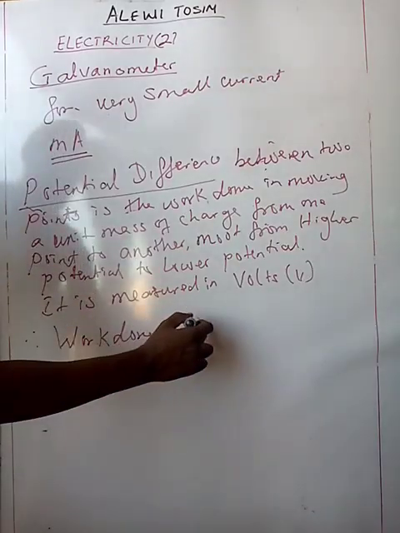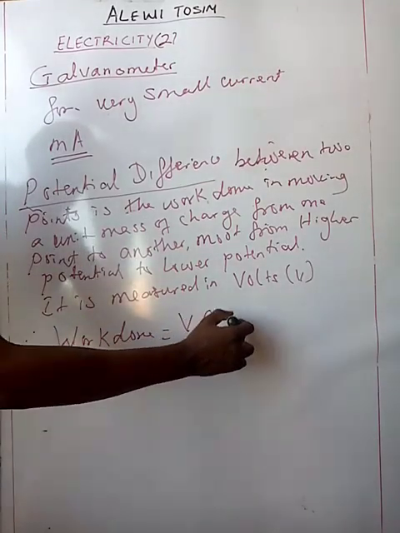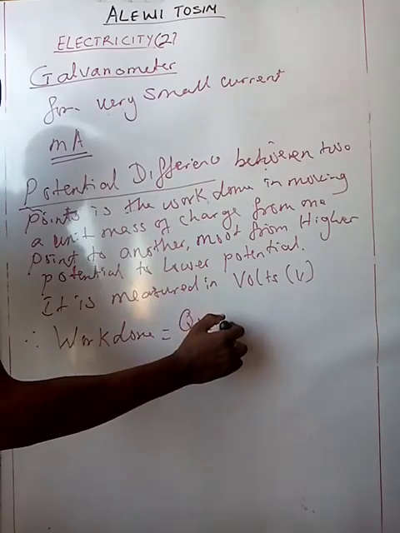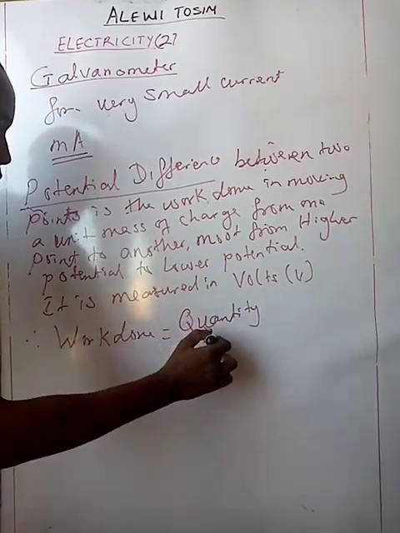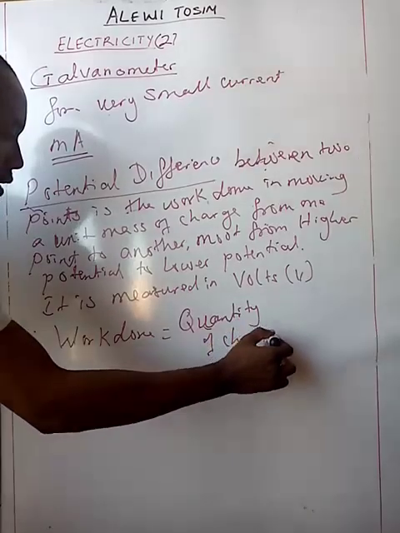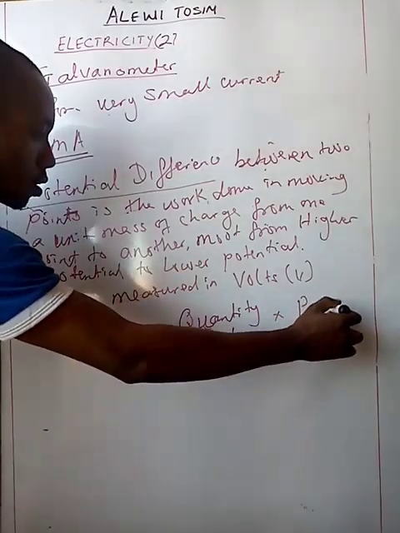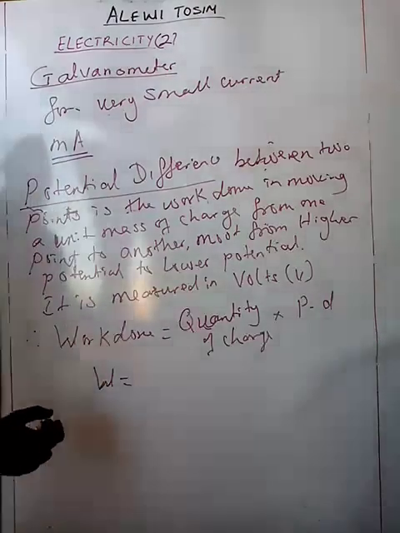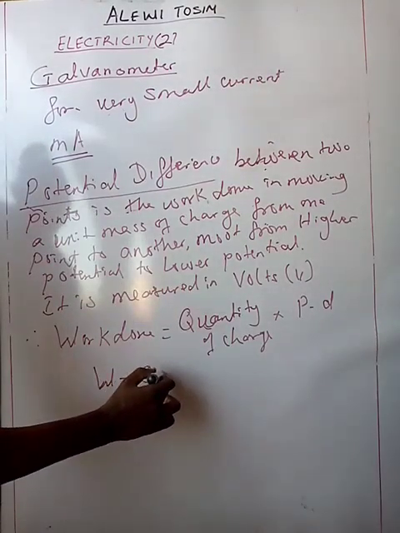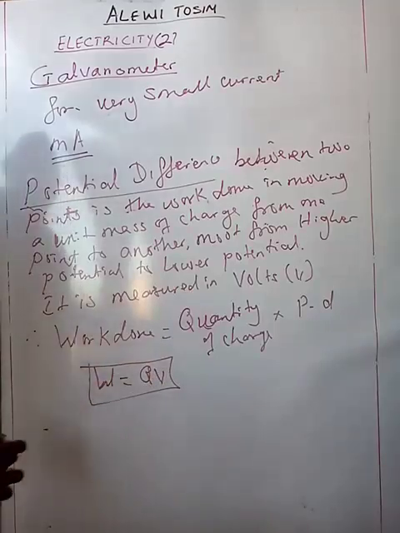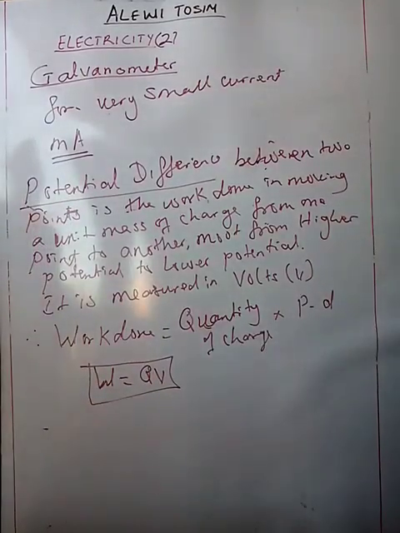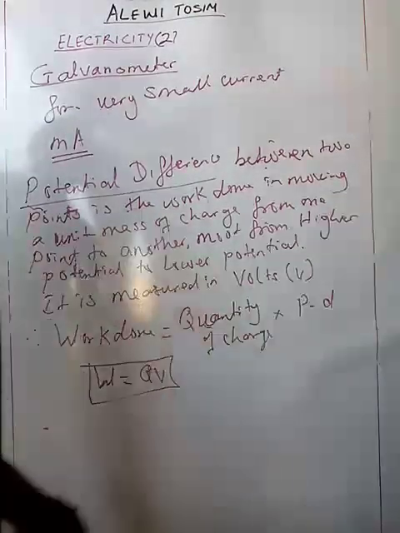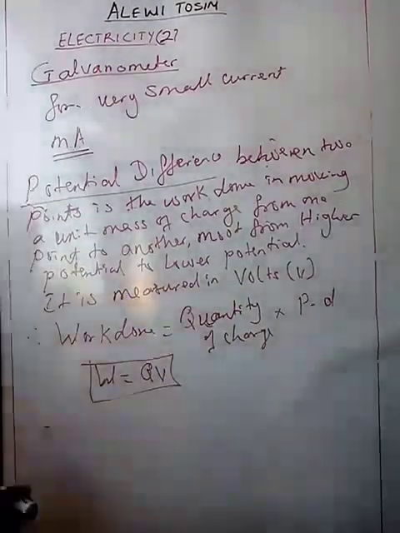We say it is V times Q. That is what? Let's write it as quantity of charge times potential difference. So our work done here is equal to QV. Work done is QV, where your Q is the quantity of charge and your V is what? Is the potential difference.